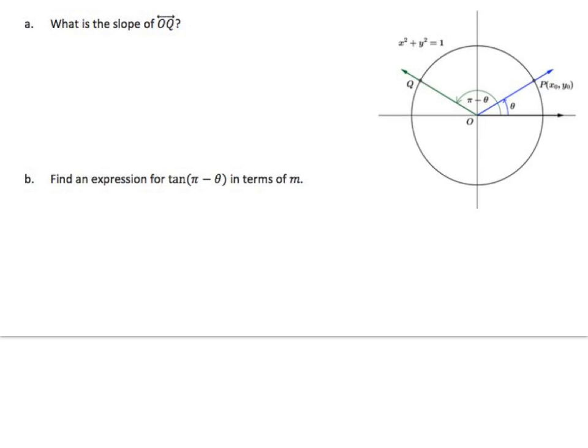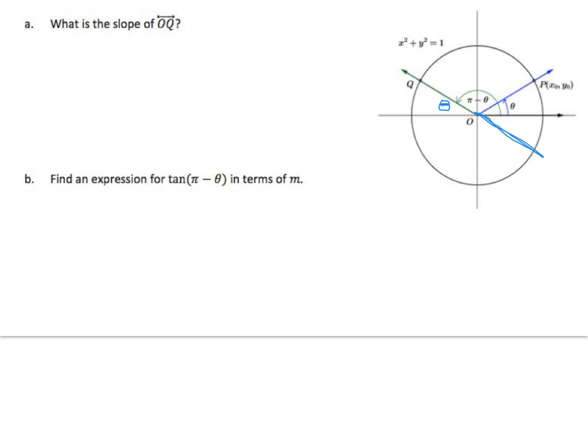Okay, for some reason I didn't copy down the actual problem on this one. It says let Q be the intersection of the terminal ray with the unit circle after being rotated pi minus theta radians. I can't use radian and degree in the same sentence. So on this picture, it looks like that right there is theta, but we're talking about pi minus theta radians. So I could continue this on here.